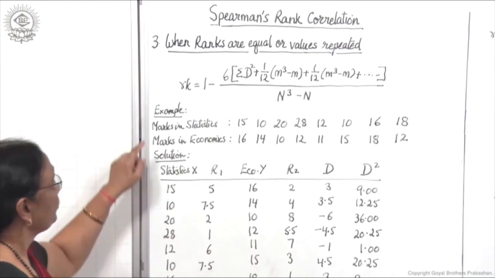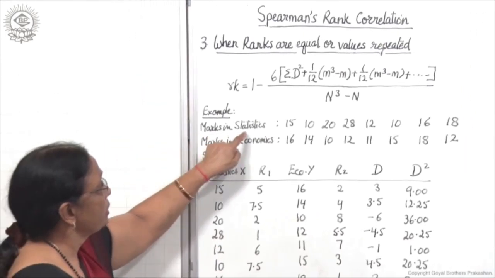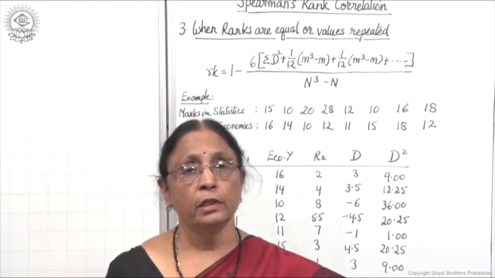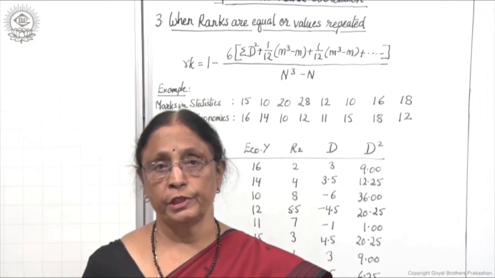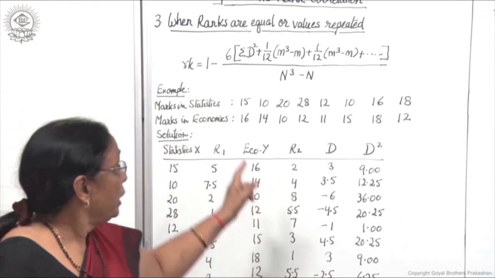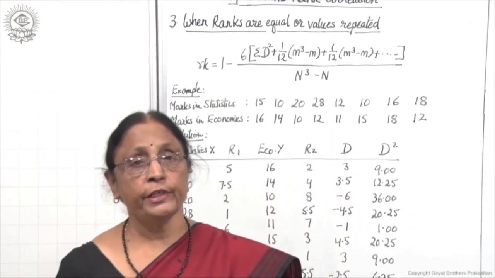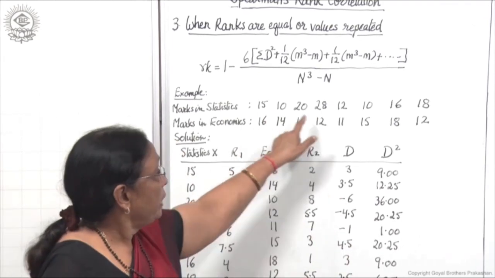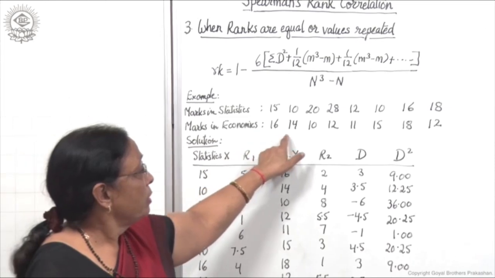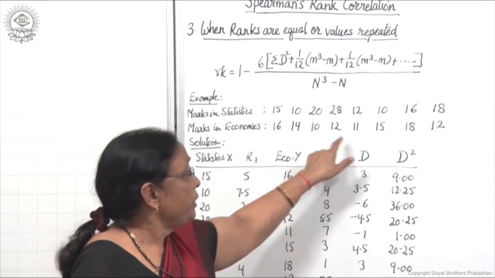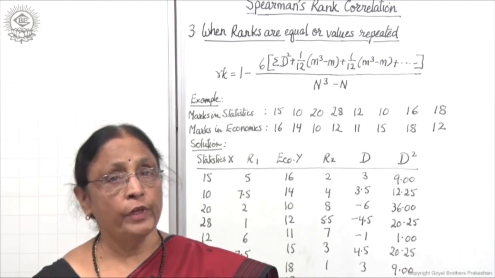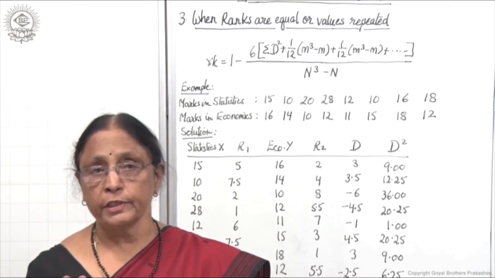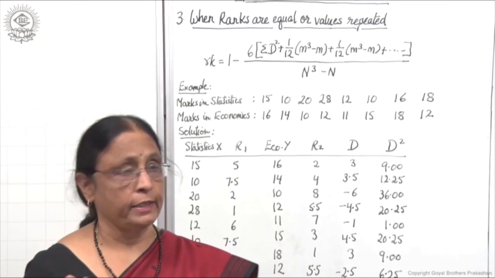Okay. Now example, these are the marks in statistics and marks in economics. That means these are the marks given by a teacher to different students. Here we have 8 students. Suppose 8 students have got marks in statistics given by the teacher like this, and in economics the marks of 8 students are stated here, right? Now we have to see what is the correlation between the marks of both the subjects, that is economics and statistics.